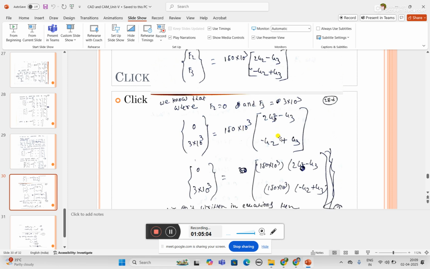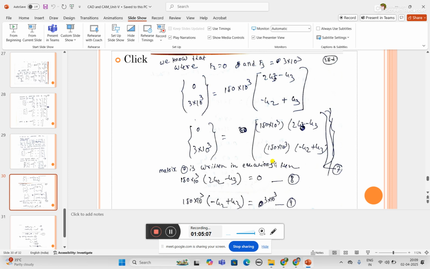ఈక్వేషన్ అట్లనే రాసుకున్న తర్వాత మనం సపరేట్గా we can write that matrix in equation form. Okay, then we are writing it as 150 × 10⁻³ multiplied with 2u2 minus u3 is equal to 0. That is the equation number 8.